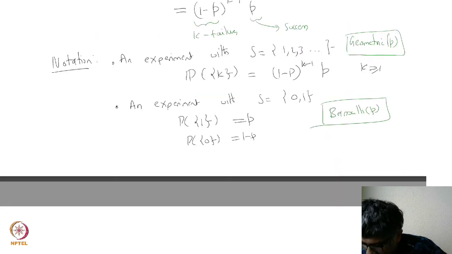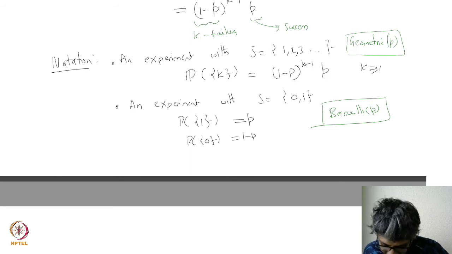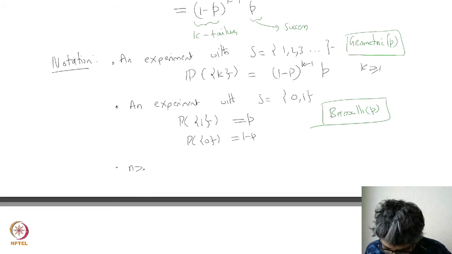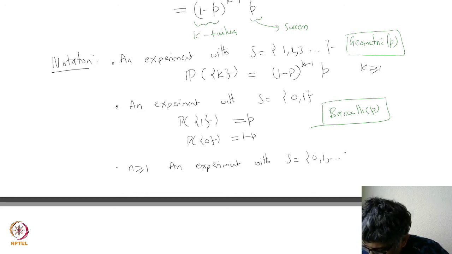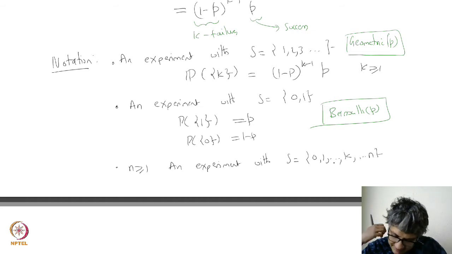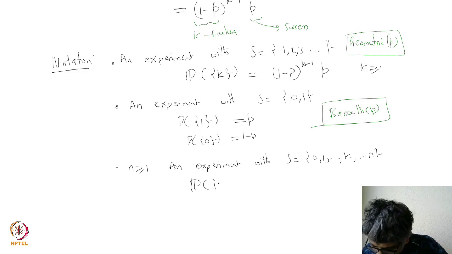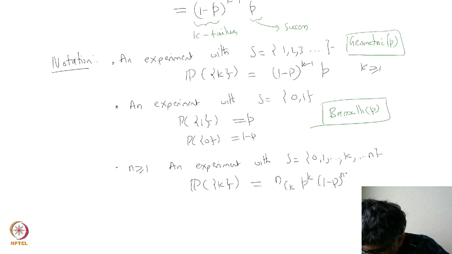And the experiment where we observed k successes, we would think of it as n is fixed, and you look at the experiment with s equal to 0, 1, up to k, and all the way up to n. So this represents the number of successes in n trials, and you'd think of the probability of k successes in n trials as n choose k, p to the power k, 1 minus p to the power n minus k. This has a name, and this is called the binomial n, p.